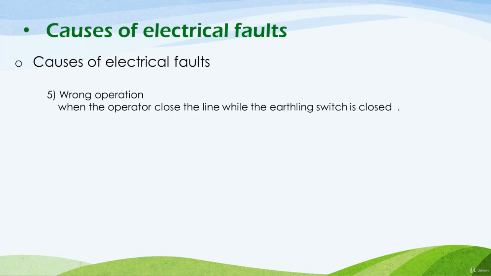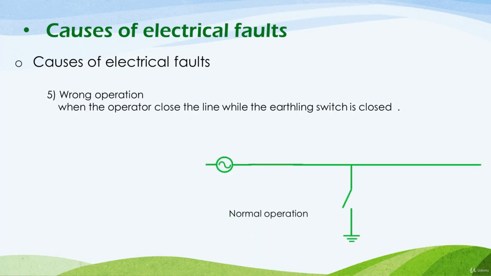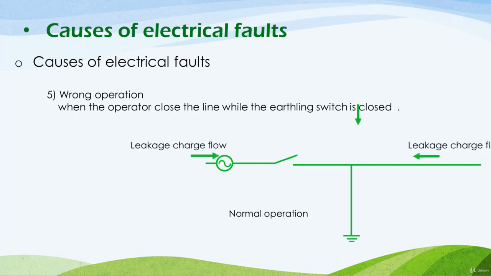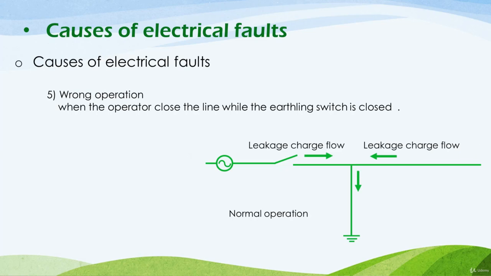In the normal case, if the line is closed, this means the power is flowing to the line, and in that case the earthing switch must be open. And the inverse is also true: if the line is open, this means there is no power flow, and in that case the earthing switch can be closed to do its job, which is to absorb the static charge that remains on the line while the power is off. So any leakage in the power or any static charge is absorbed by the earthing switch.